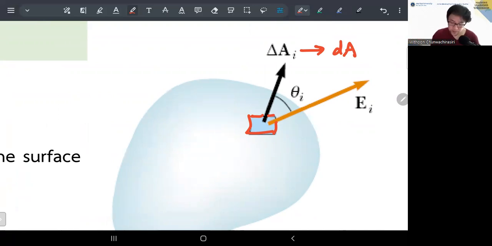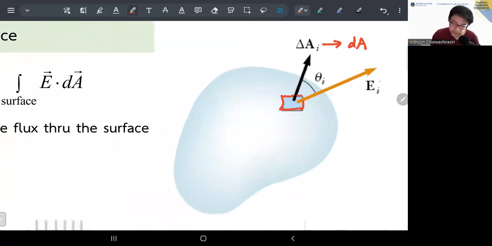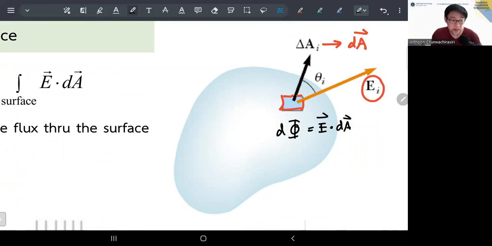Cool. Then you take the electric field at that point and dot it with the area vector. Don't forget this is still an area vector, even though it's small. So the flux going through this tiny piece, a mini flux, is just E dot dA. Isn't that cool? Very nice.